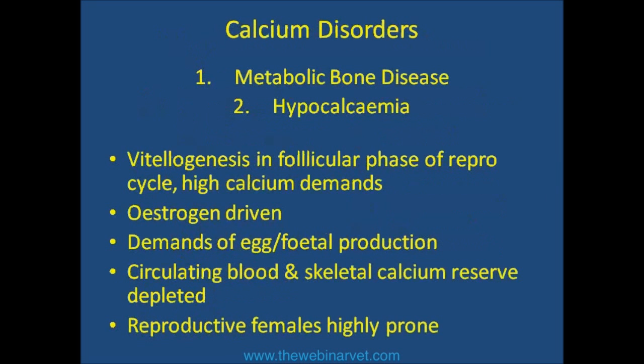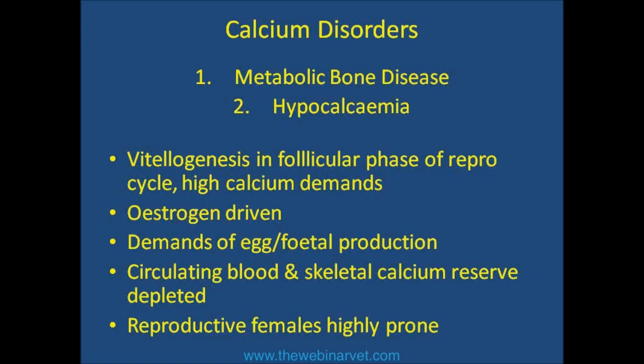So we're starting with calcium disorders, and the two conditions we need to distinguish between and talk about are metabolic bone disease and hypocalcaemia. They are two distinct states of health, but they are completely linked, and generally hypocalcaemia leads to metabolic bone disease. But we'll talk about the differences between the two.